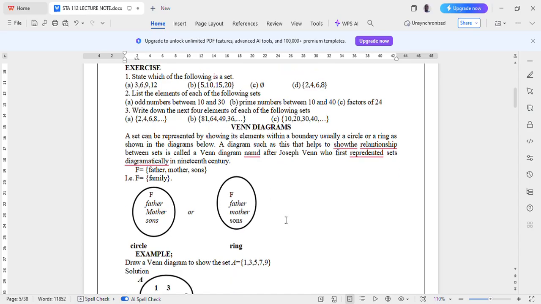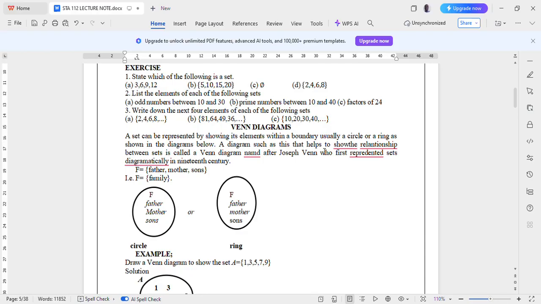Venn diagram. A set can be represented by showing its elements within a boundary, usually a circle or a ring. I know, as I mentioned, we recollect those days when we did sets in SS1 to be precise, Venn diagram. Where we drew circles intersecting each other, all this and that. So it is still that same Venn diagram I'm talking about: representing a set in a boundary, either a circle or a ring, as shown in the diagram below.